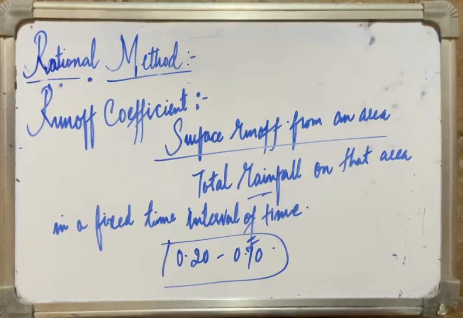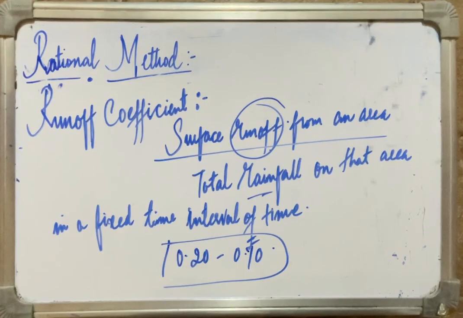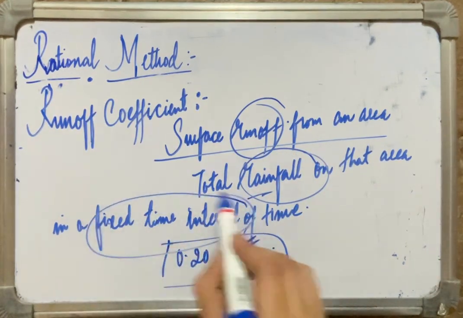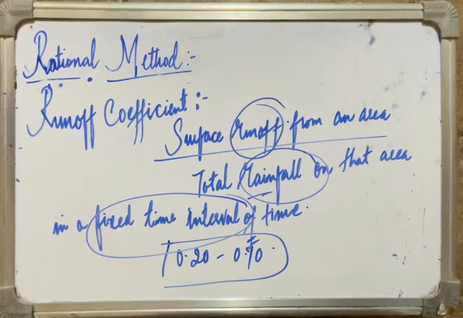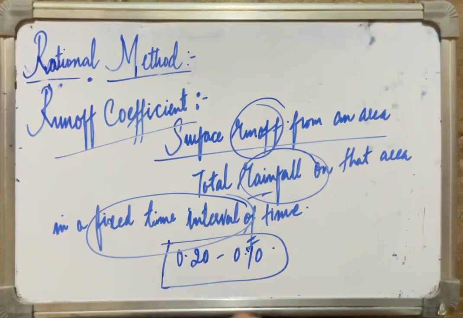Which parameter? The runoff coefficient. This needs to be carefully selected for a particular catchment, and this is the ratio between surface runoff from an area to the total rainfall on that area, and that too in a fixed interval of time. That is known as the runoff coefficient, and it varies from 0.20 to 0.70, and it should be selected carefully.